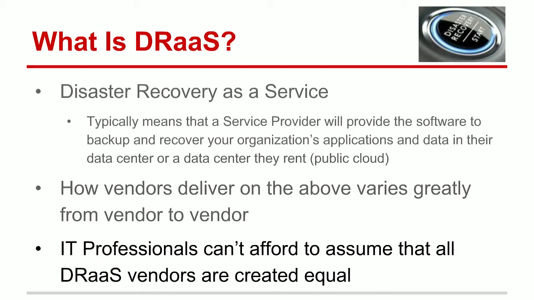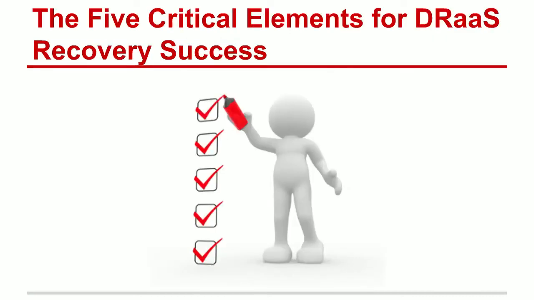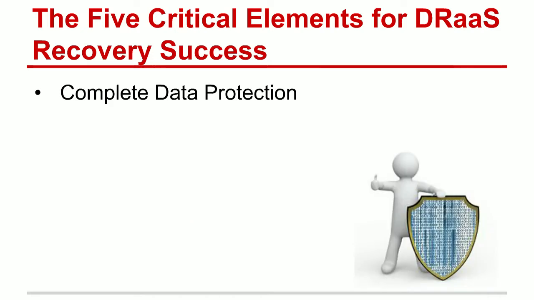Exactly, yeah. So let's dive into the meat a little bit here and talk about the 5 critical elements for disaster recovery as a service recovery success. Wow, that's a big set of words right there. So the first part, and I think the completeness of recovery was an interesting winner, is this ability to cover the entire environment, right?